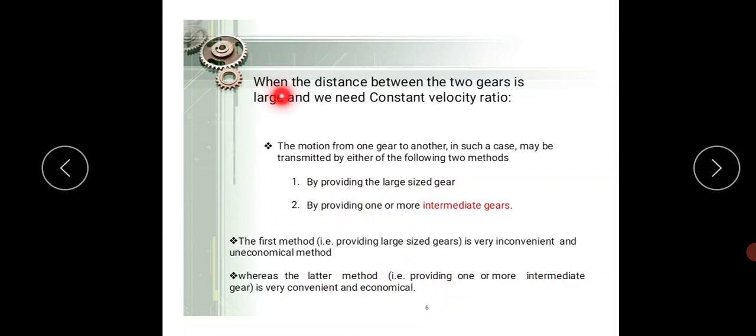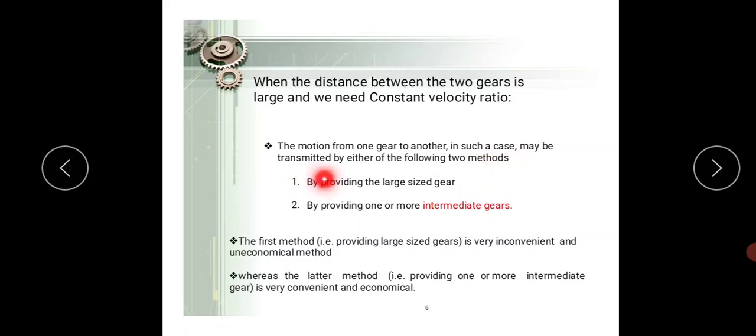Now we are going to see the case when the distance between the two gears is large and we need a constant velocity ratio. If there is a long distance between the two gears, at that time we need a constant velocity ratio. The motion from one gear to another in such a case may be transmitted by either of the following two methods.